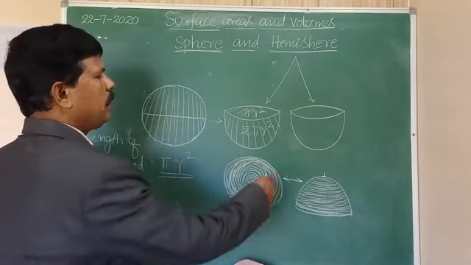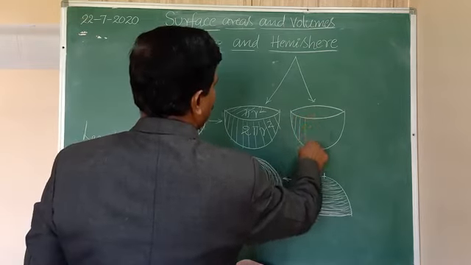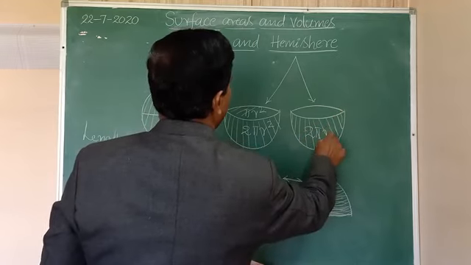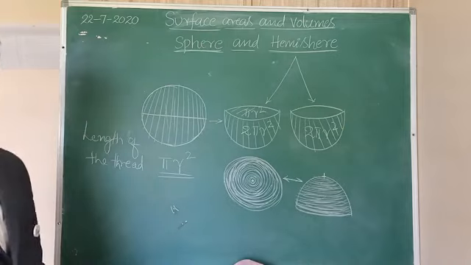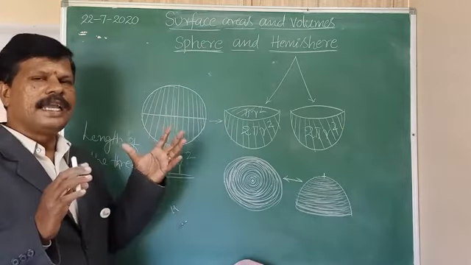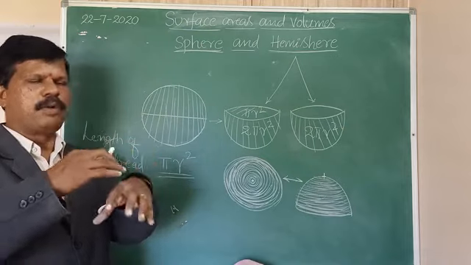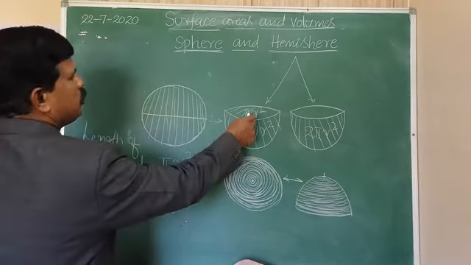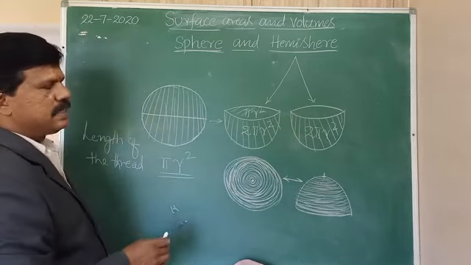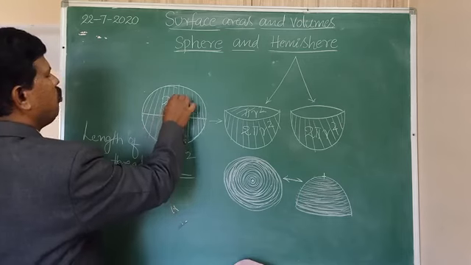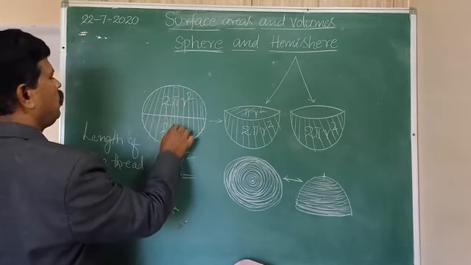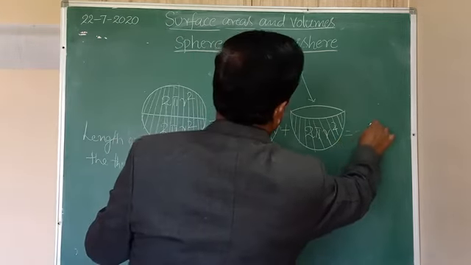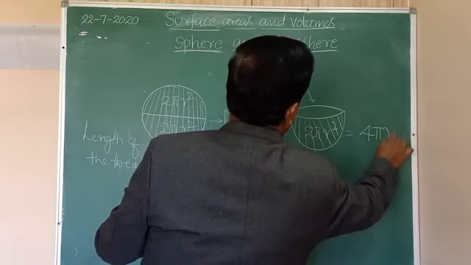Clear? So here also you have 2 pi r square, here also 2 pi r square. So you find out the area of the two upper bowls. Then when you join these, the pi r square merges inside, then this is 2 pi r square and here is one more 2 pi r square. So what will you get? 4 pi r square.